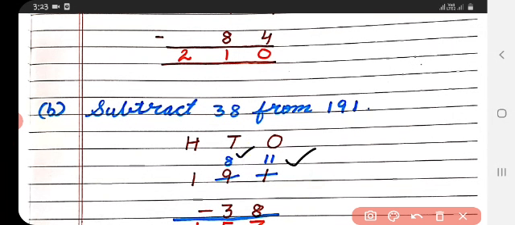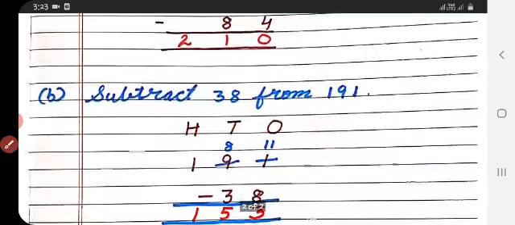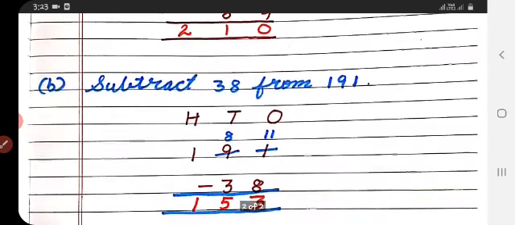Now we can start. 11 minus 8 is 3. 8 minus 3 is 5. And 1 as it is we can write. So here the answer is 153.